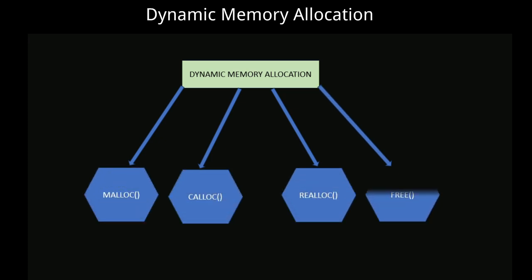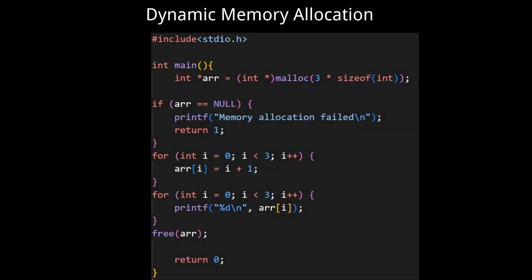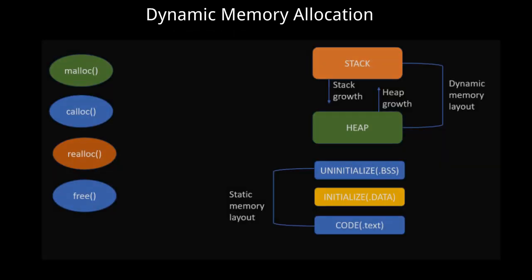Pointers are essential for dynamic memory allocation. Functions like malloc, calloc, realloc, and free manage memory at runtime. Let's allocate memory for an array. malloc allocates memory for 3 integers. We check if the allocation was successful, initialize the array, print its values, and then free the memory. Dynamic memory allocation is crucial for handling data whose size isn't known at compile time.